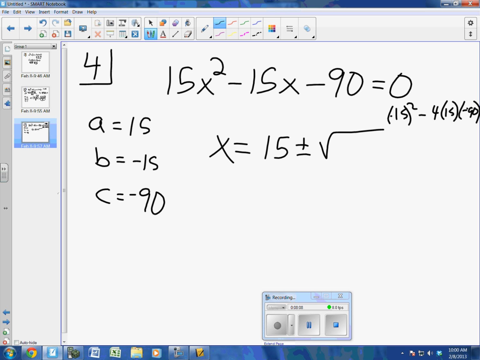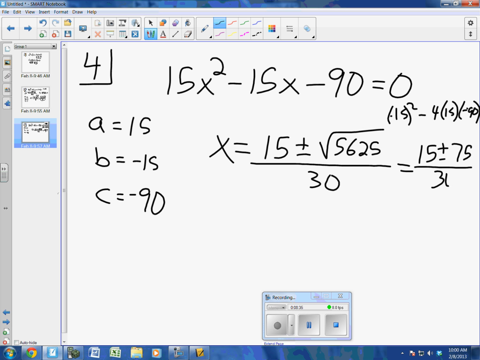What? It's 5,625? All over 2a. 2 times 15 is 30, right? Everybody put 5,625 and take the square root of it. What do you get? 75? Does everybody agree with that? It's a perfect square. So it's 75.